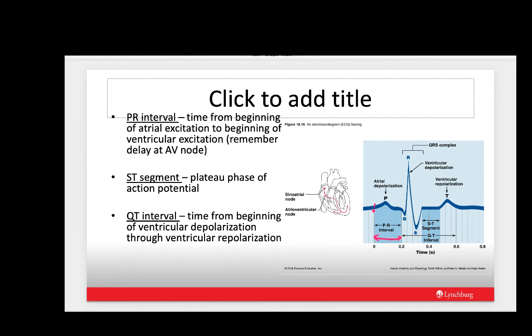So this is basically from the beginning of atrial depolarization to the beginning of ventricular depolarization. And we do have this period of time here. This is kind of that delay, that flat line between the two, the delay at the AV node. ST segment is kind of drawn out because we have the plateau phase of the action potential of the contractile cells. And then QT interval is basically the whole time of ventricular depolarization followed by ventricular repolarization.